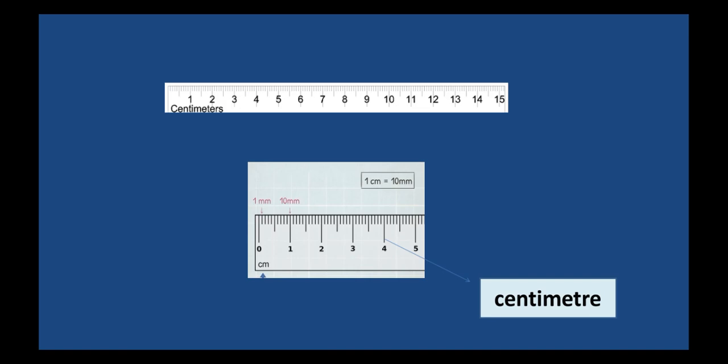Then you have the centimeter scale over here. Now again, just like the inches scale, in the centimeter scale also, the longer lines represent the centimeter. The longer lines are used to represent centimeter. Now one thing you have to remember over here, that 1 centimeter is equal to 10 millimeter. This is very important.